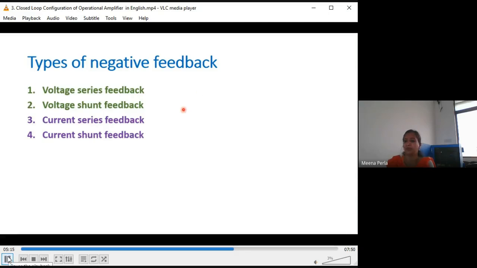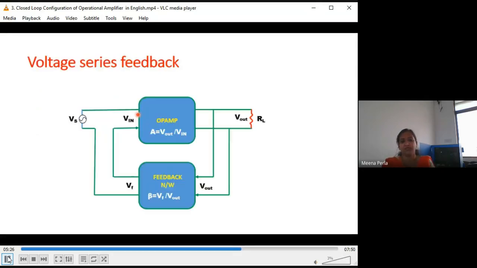In the operational amplifier, when we use non-inverting and inverting operational amplifiers, we use voltage series and voltage shunt feedback. So we are going to see this voltage series and voltage shunt. This is the block diagram of the voltage series feedback amplifier. In this we have an operational amplifier block and one feedback network block. As you can see, the open loop gain is equal to V out by V input, and the feedback gain is given by beta, which is equal to the feedback voltage Vf by the output voltage V out.